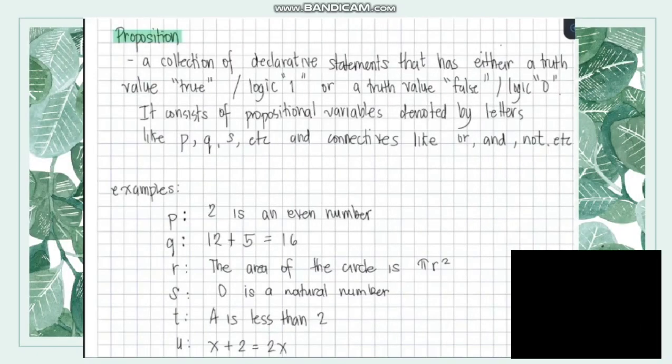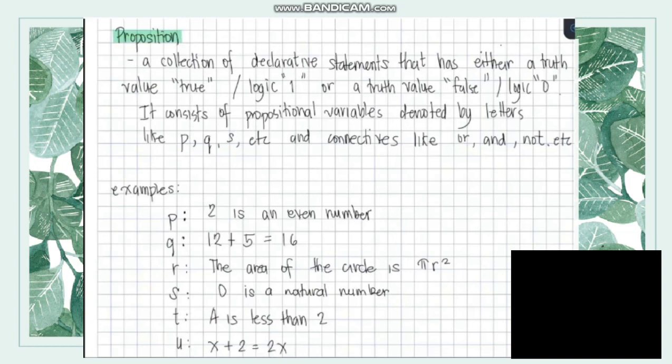So here, a proposition is a collection of declarative statements that has either a truth value of true, which in logic is 1, or a truth value of false, which in logic is 0. It consists of propositional variables denoted by letters like P, Q, S, etc., and connectives like or and not, etc. The important topic of logic is the proposition, because a proposition is a declarative. Take note of the word declarative. A proposition can be true or false, and if it is true, in logic it is 1, and if it is false, in logic it is 0.